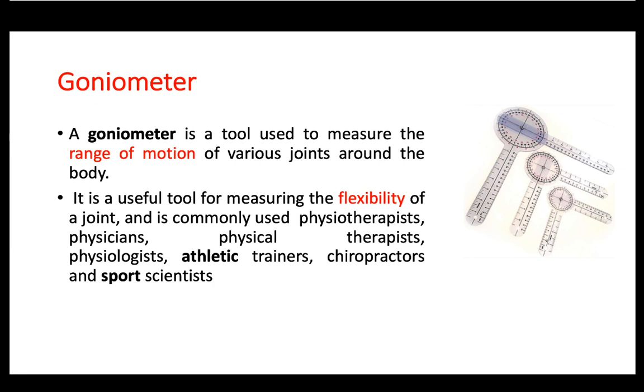So this is the main use. A goniometer is a tool used to measure the range of motion of various joints around the body, and it does it by measuring angles. So there is a set angle of each joint for which you can rotate it, so that you can measure it with this goniometer.